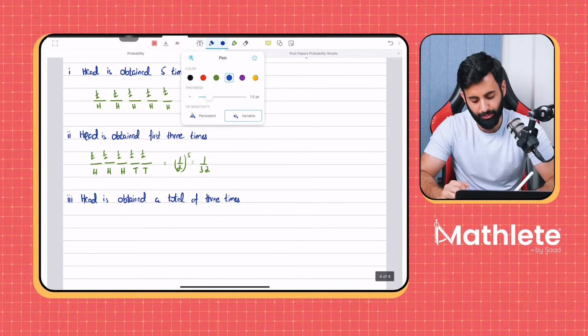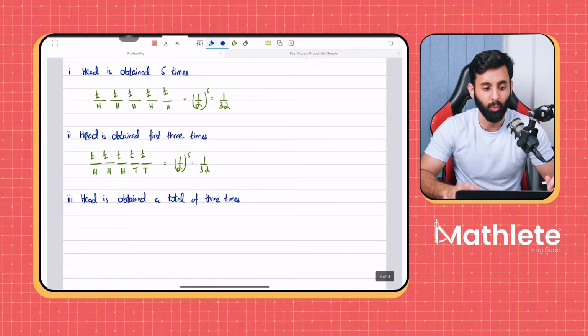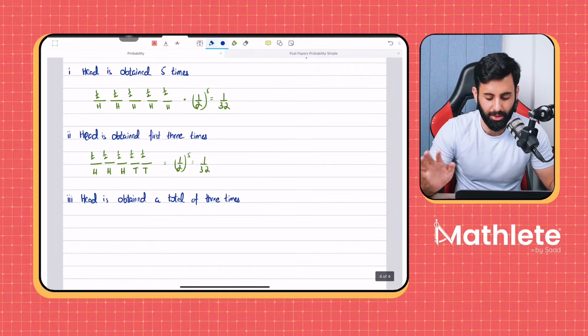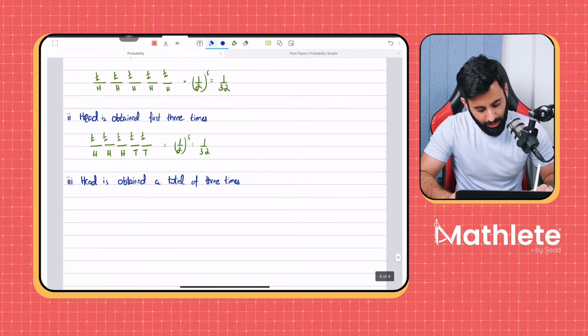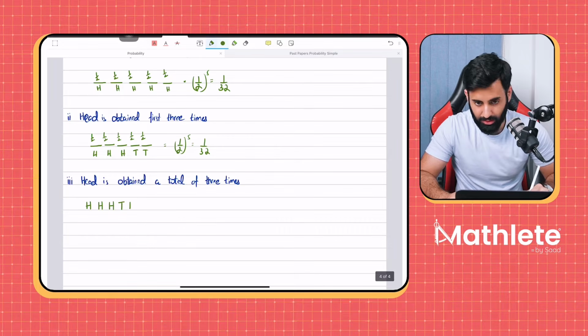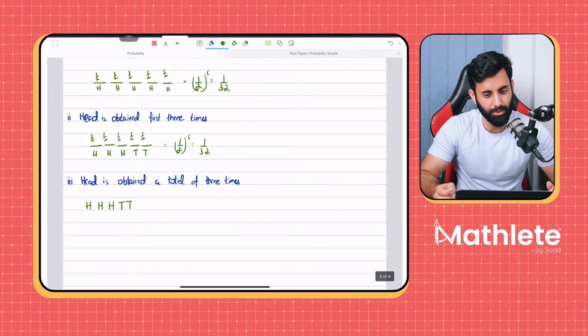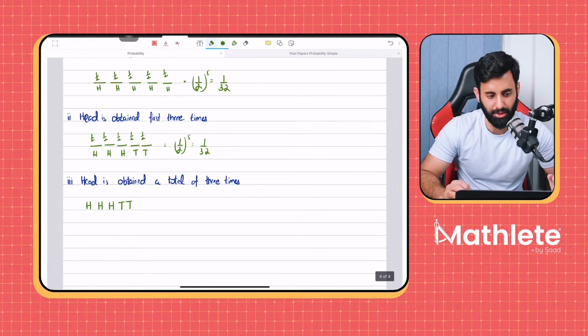So here's what we're going to do. Let's write down one way that we can fulfill this condition. What could that be? That could be head, head, head, tails, tails. Correct? Now, is there any other way that we can fulfill this condition where heads is obtained three times?